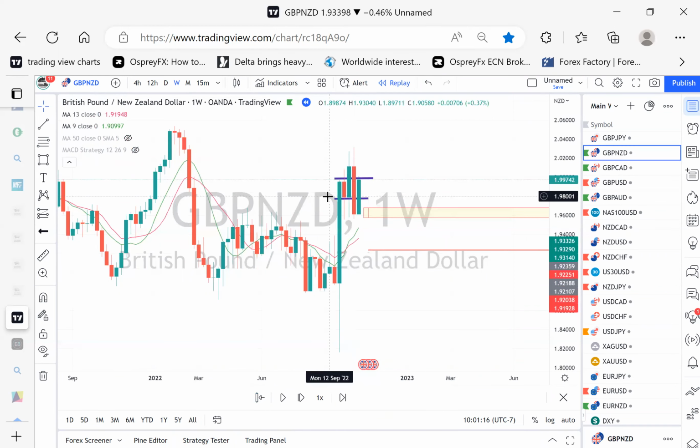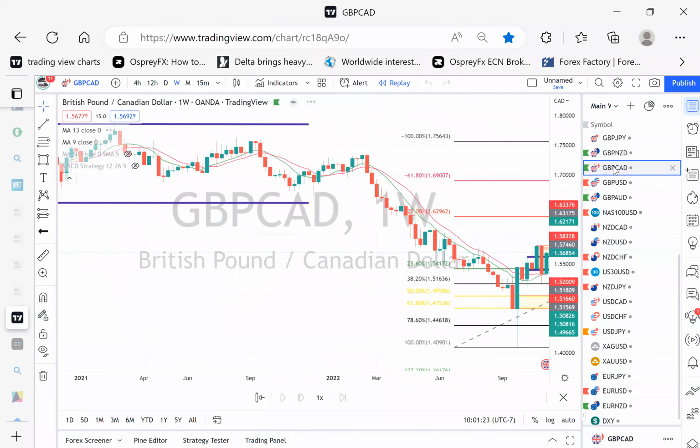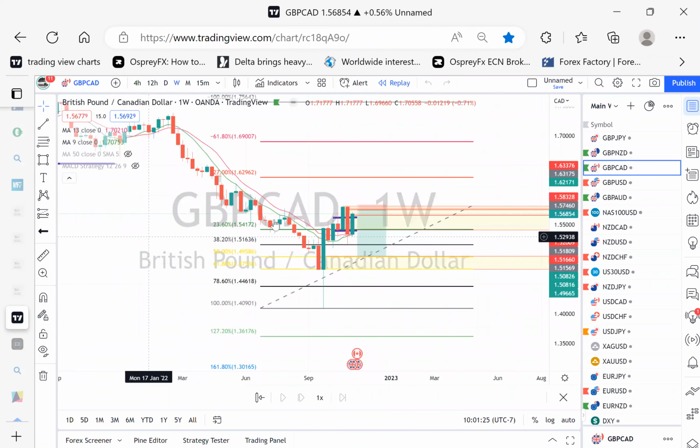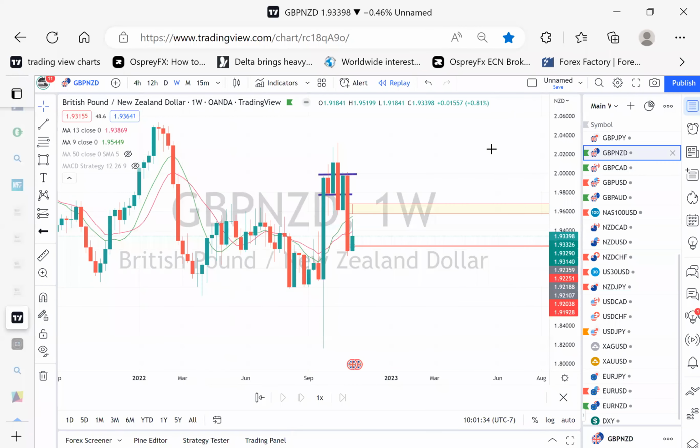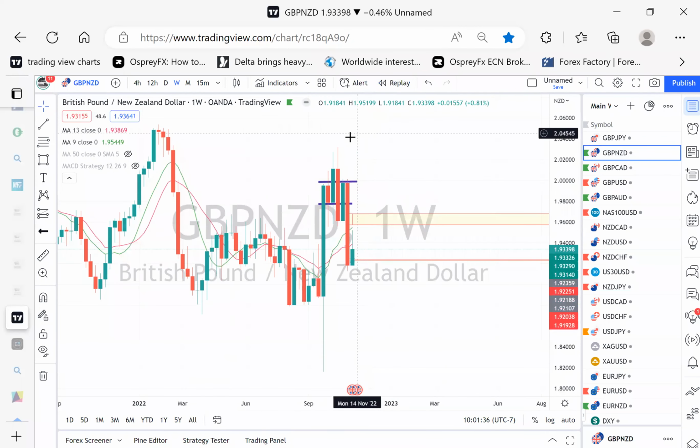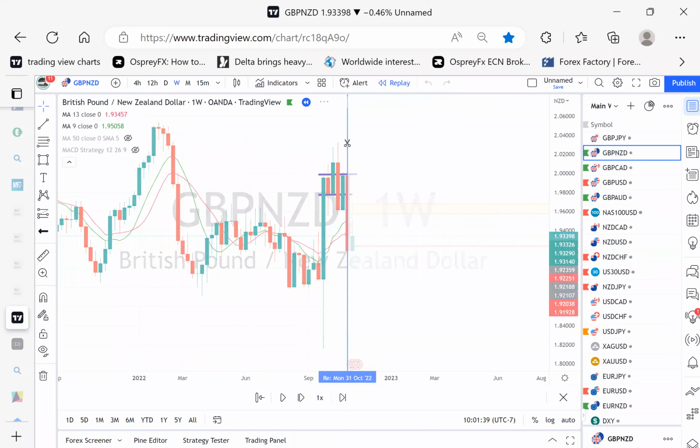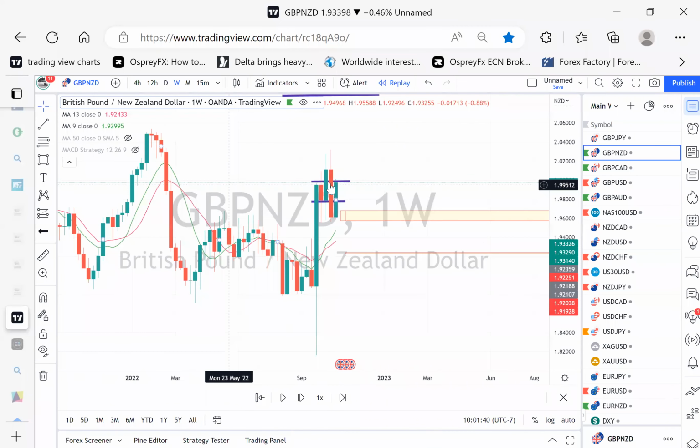Does this look familiar to anybody? This setup right here. If I go to GCAD, this is the GCAD setup this week. Bearish order block, green candle up. I go to GN and I replay this for 2 weeks. Bearish order block, green candle going up. Bruh, do y'all see that?